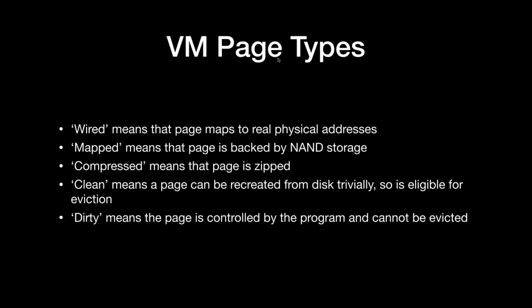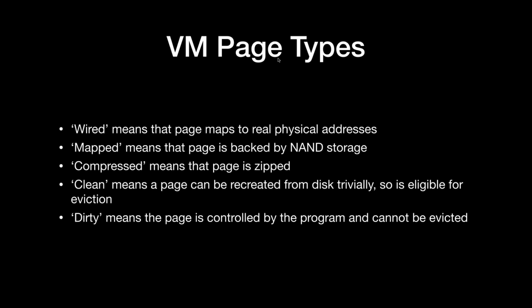And then finally, a clean page is one that can be recreated from disk. And that lets the virtual memory system do a lot of interesting things with that page. It can compress it, it can evict it to disk, it could get rid of it entirely if it had to, because it knows that at any point it can recreate that page from disk. So those types of pages are ones that go to files or databases or frameworks, because those are static things that might not change. But a dirty page is a page that is controlled by the program.